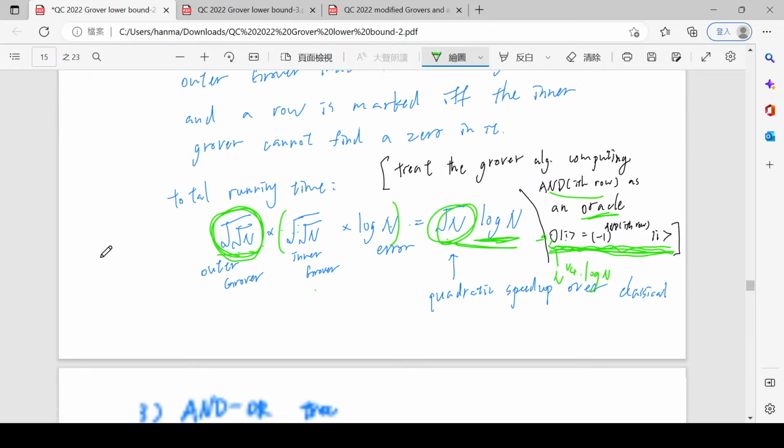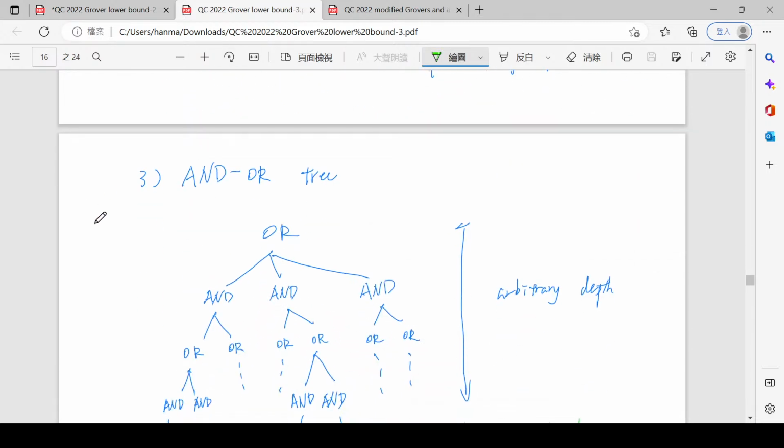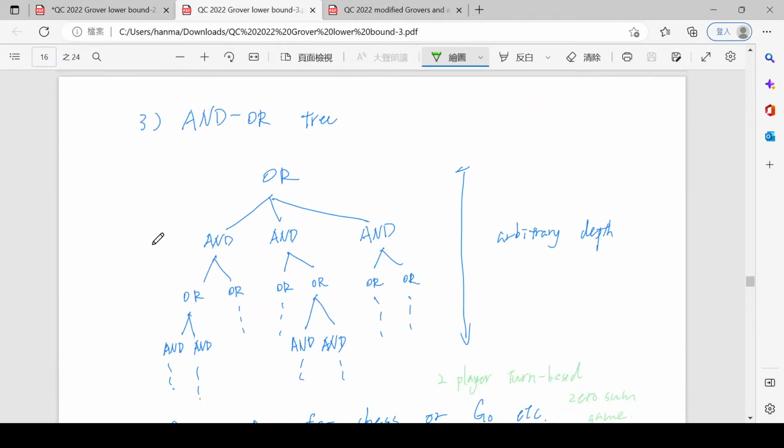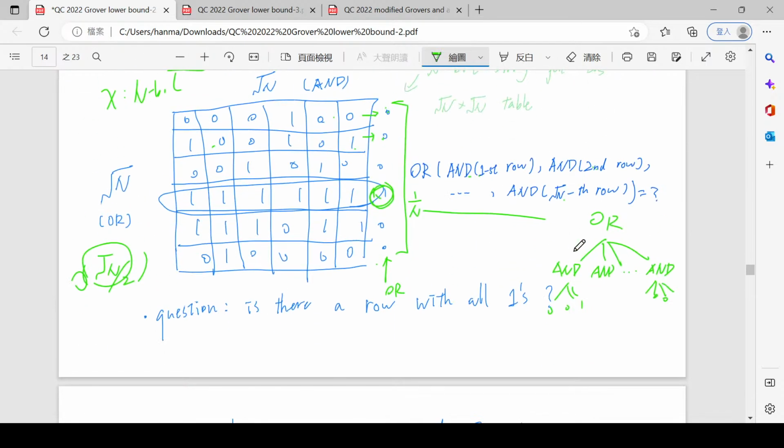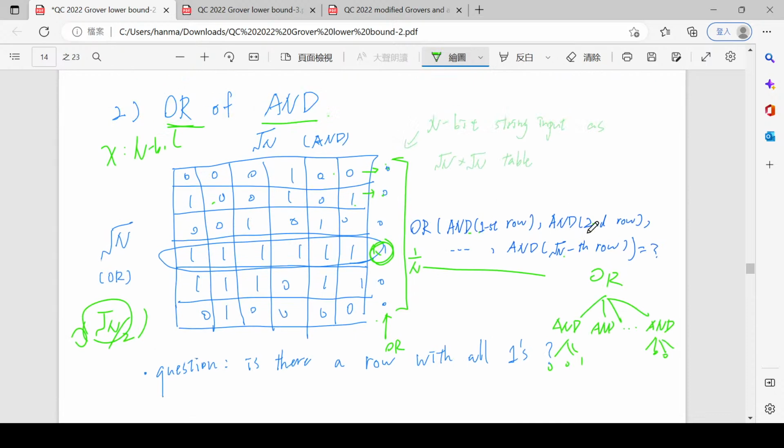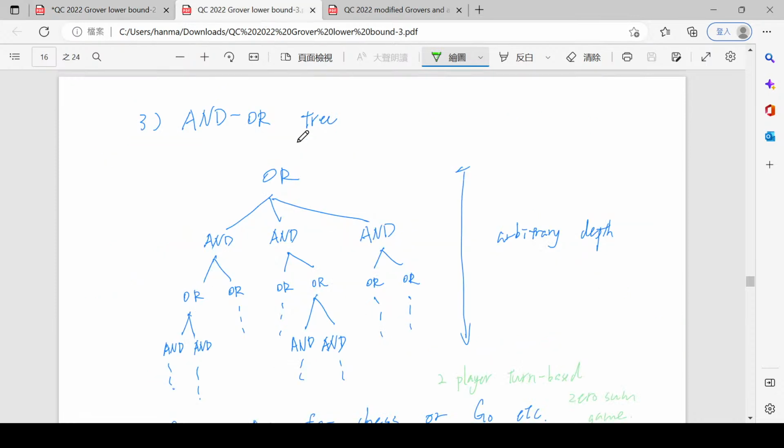Otherwise, okay, let's go to the more complicated function: AND-OR tree. The idea is we are generalizing this, right? We think about this OR of AND as a two-level tree. The top is OR, and the second layer is AND. But what if we put this tree on many levels?